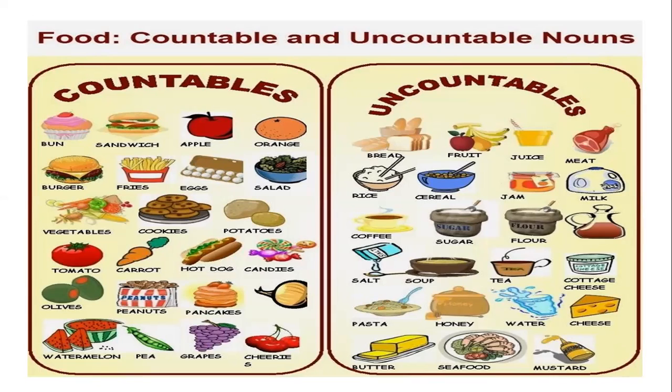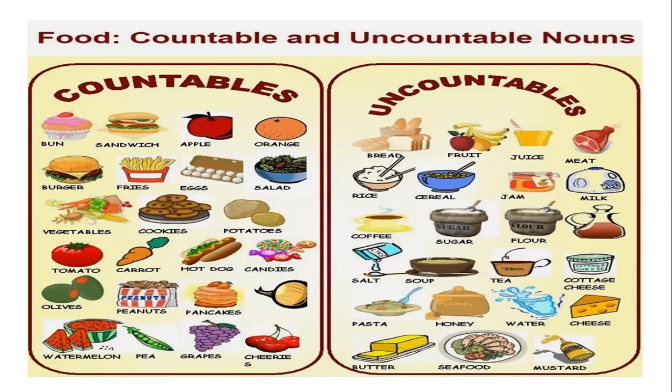Estos son los resultados principales. Rice, cereal, jam, milk, coffee, sugar, flour. This is olive oil, for example. Salt, soup, tea, cottage cheese, pasta, honey, water, cheese, butter, seafood, mustard. All of them are uncountable nouns. No los podemos contar, ¿verdad?